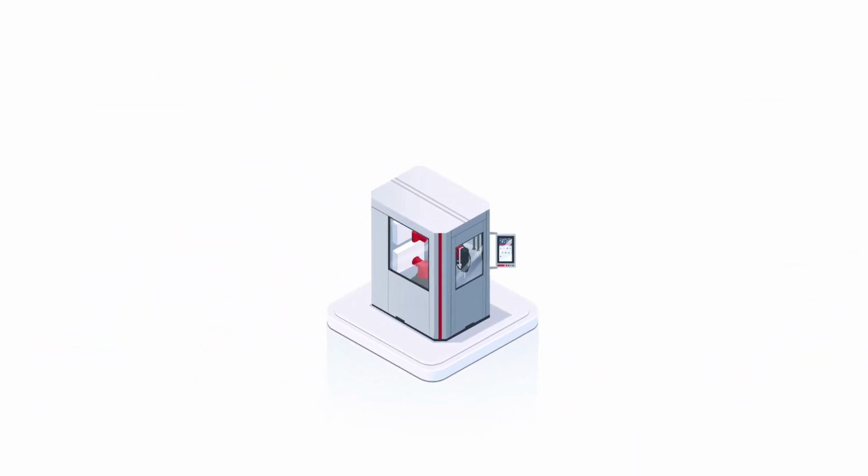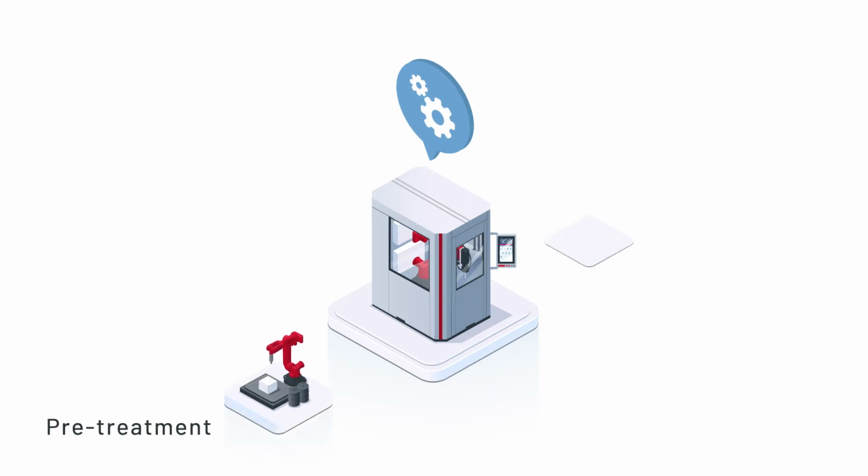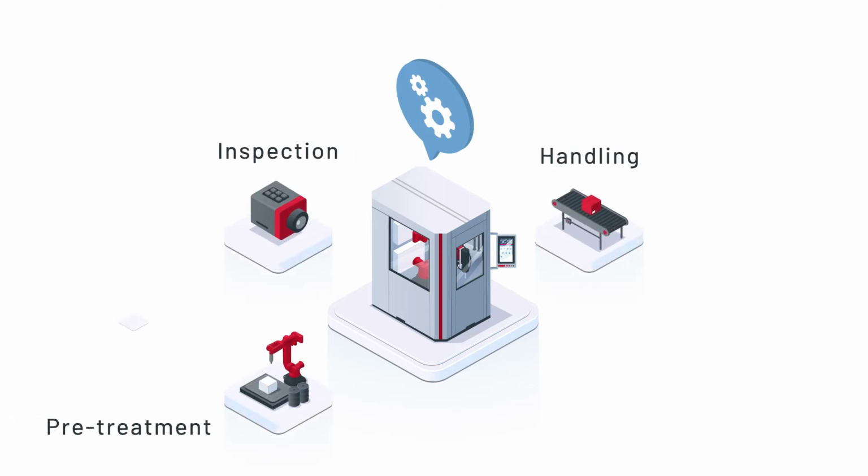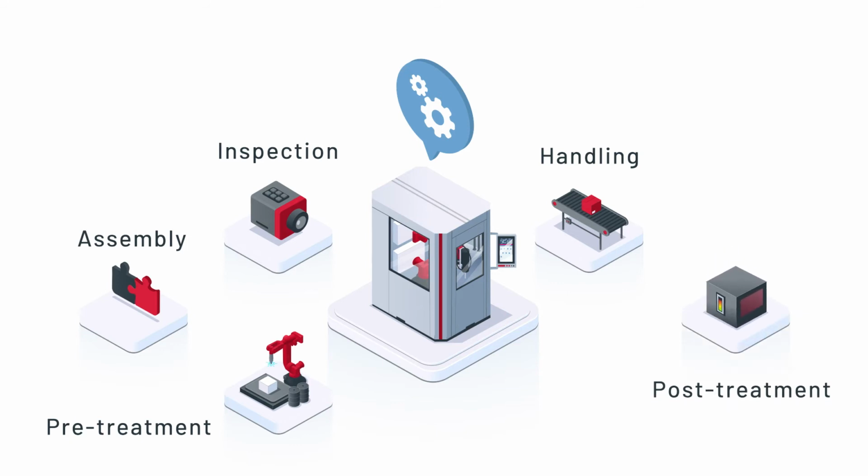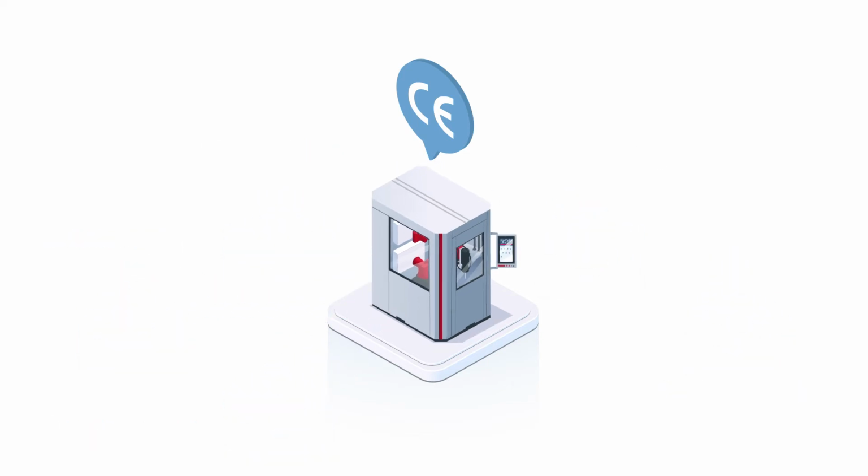But not only that. In addition, processes such as part pre-treatment, part handling, inspection, as well as part assembly and post-treatment can be automated through numerous extensions. And all of this with the necessary CE safety standard, ensuring you get a cell that exactly fits your needs.